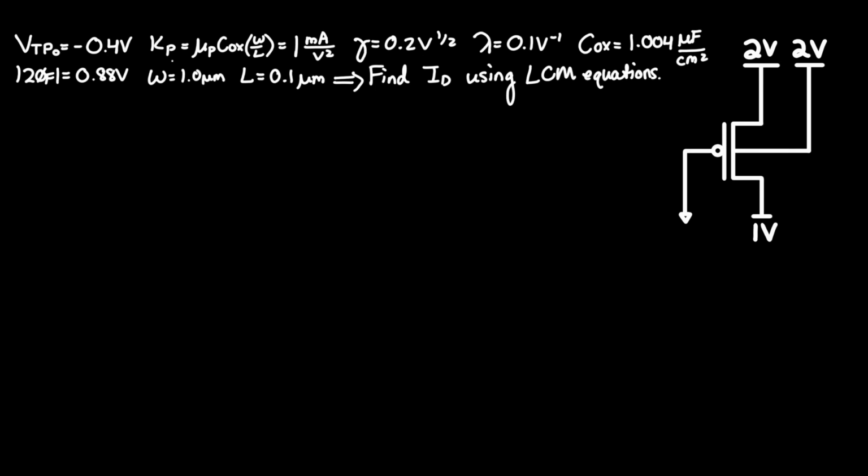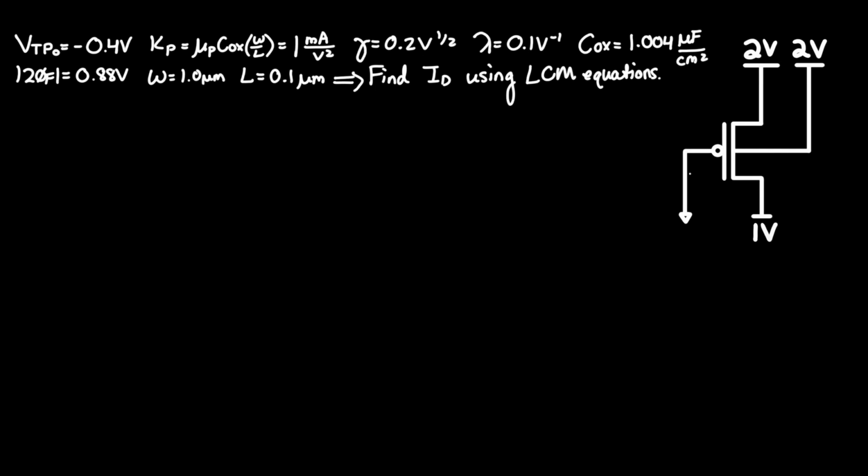Transconductance parameter Kp equals 1 milliamp per volt squared. Bulk threshold equals 0.2 volts to the 1/2. Channel length modulation equals 0.1 volt to the -1. Oxide capacitance equals 1.004 microfarad per centimeter squared. Surface potential equals 0.88 volts. Width equals 1 micrometer. And length equals 0.1 micrometers.